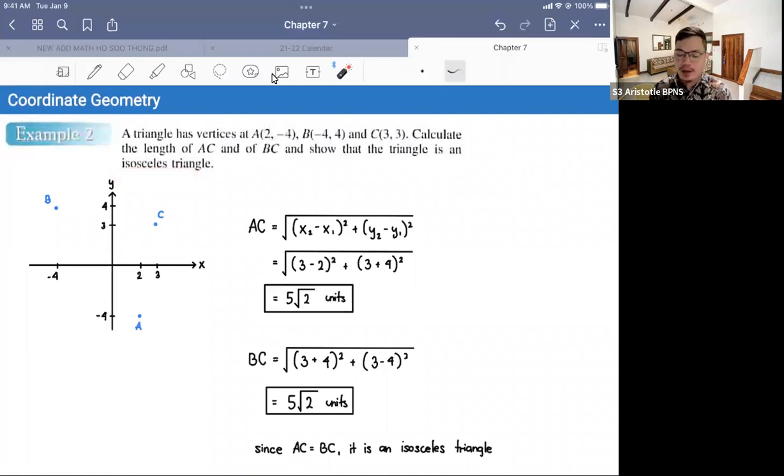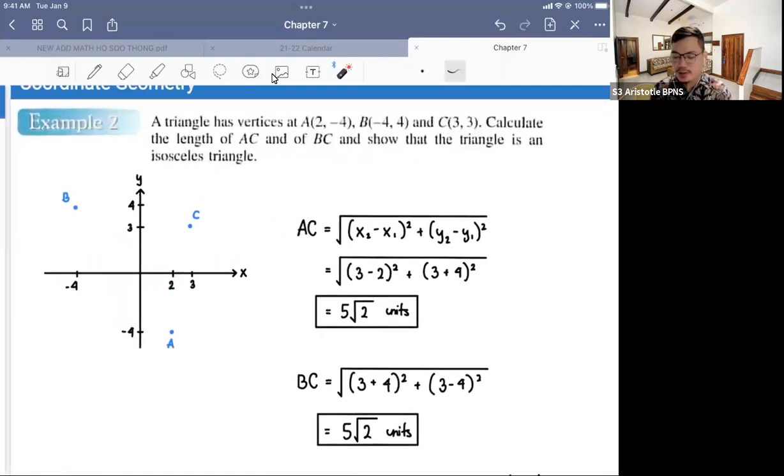Now again, I highly suggest you plot. On this one, I'm just plotting this so you guys can see it.